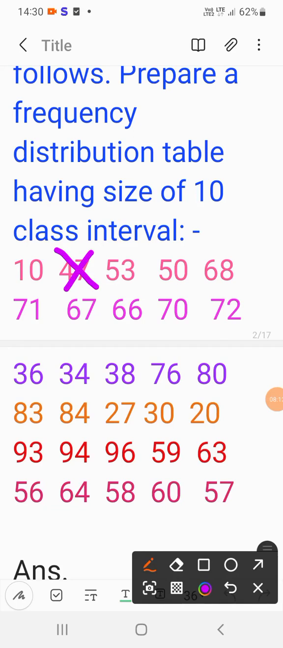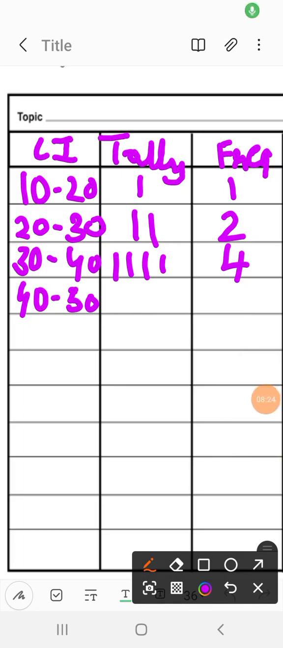and in the rest we don't have any number. So the tally would be 1, and since the tally would be 1, the frequency would also be 1. So the tally of the class interval 40 to 50 would be 1, and the frequency would also be 1. Now we have to find for the class interval of 50 to 60.